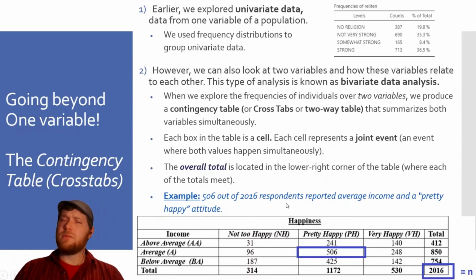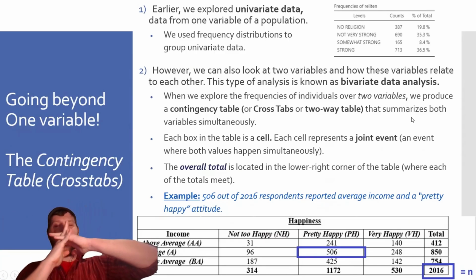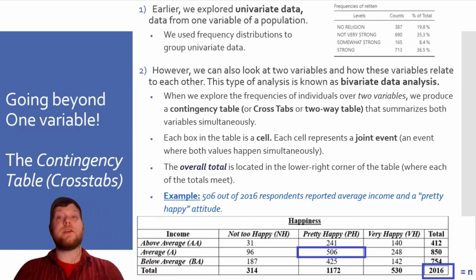When we explored univariate data from one population, we usually used frequency distributions to group our data. When we have two variables, we often want to see how they go hand in hand with each other. This is known as bivariate data analysis.